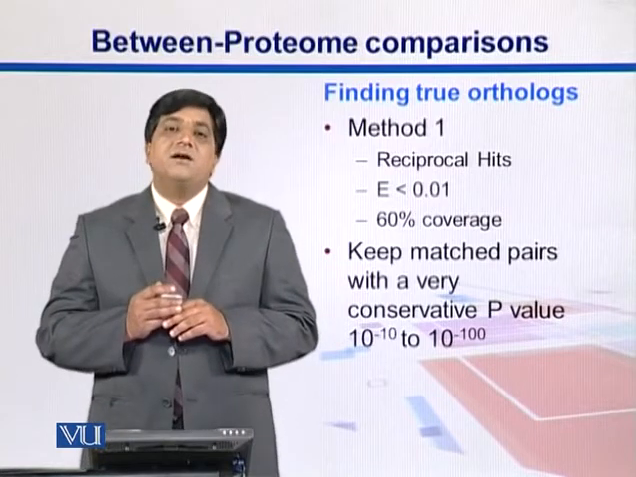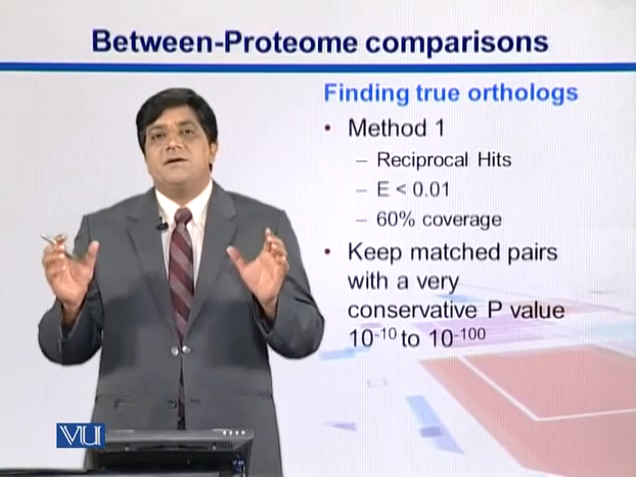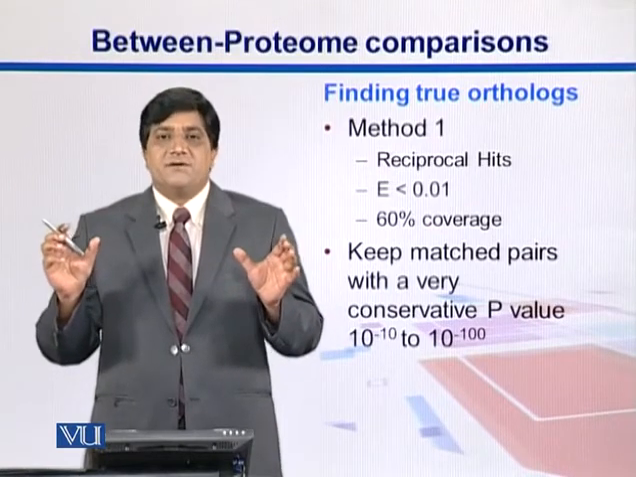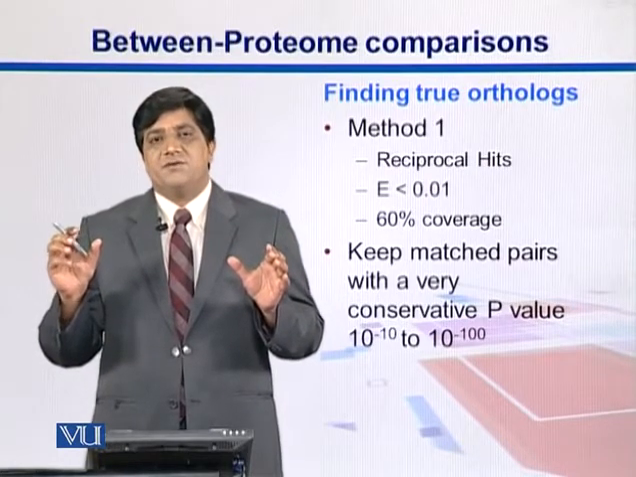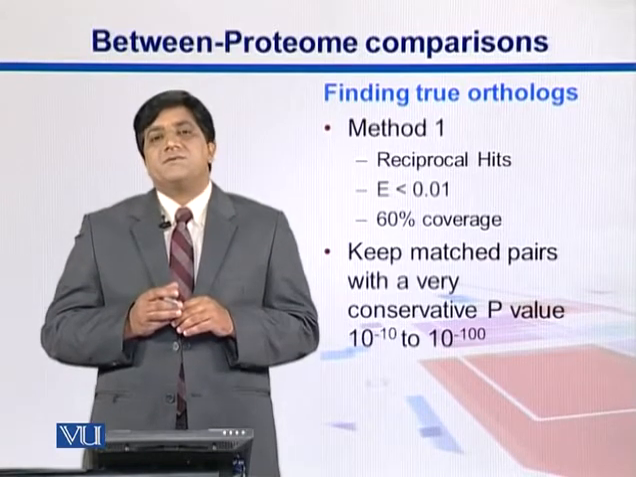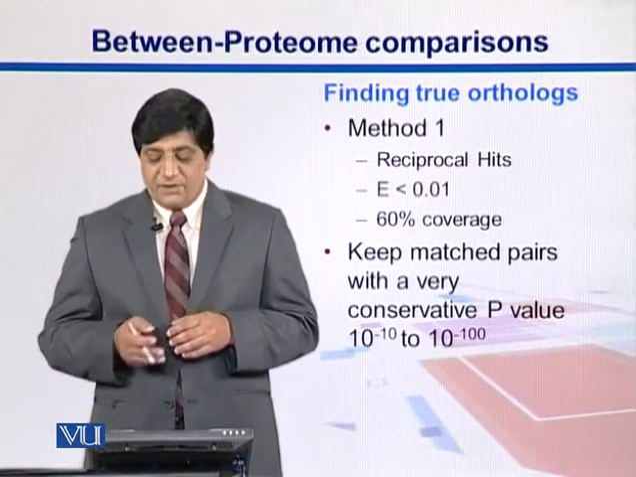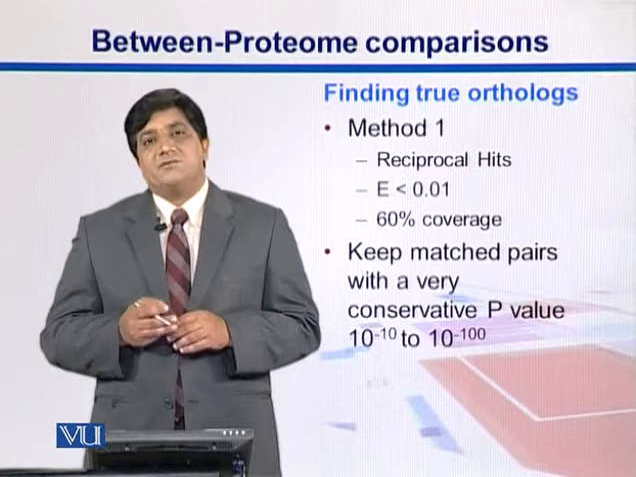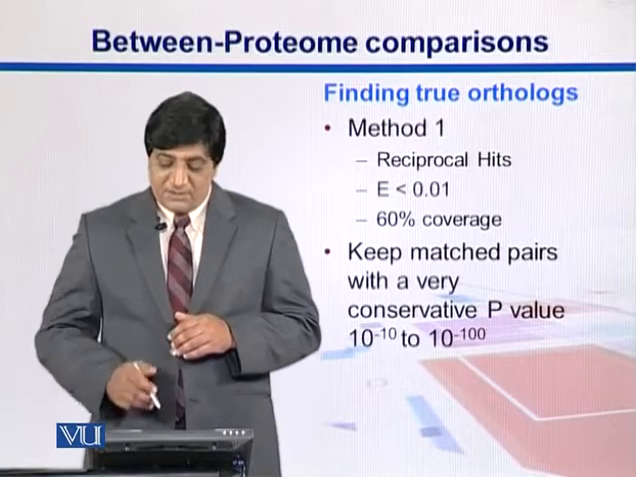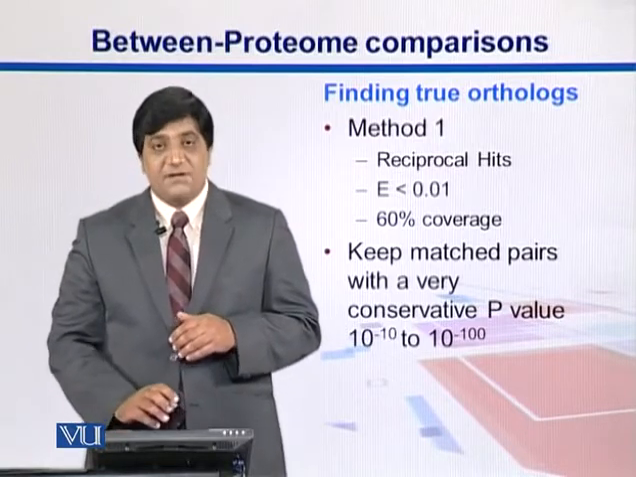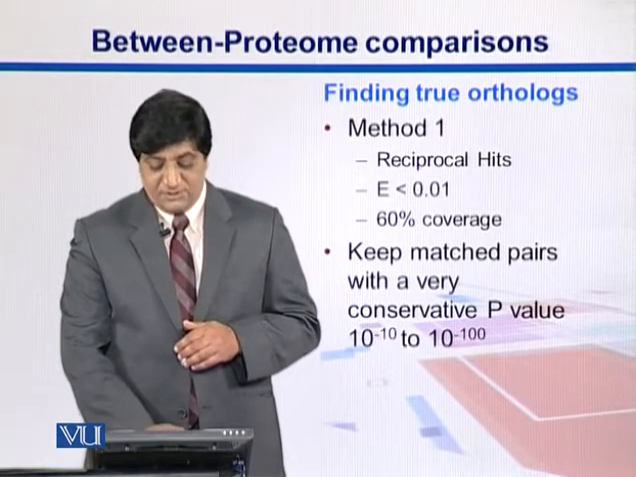Similarly, BLAST is a local search tool where we can compare different regions among different genes or proteins, and we look for matches between different regions. Sometimes both proteins are not much covered in the alignment, so we want at least some coverage criteria. For example, 60% coverage. So we keep those matched pairs, sometimes at very conservative or very low p-values, maybe like 10 power minus 10 or 10 power minus 100.